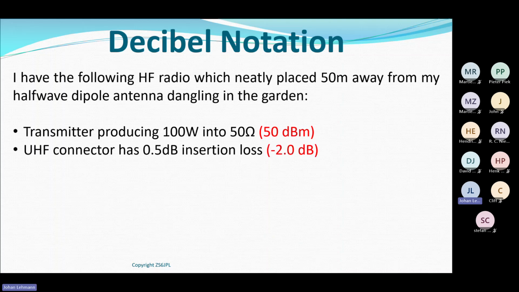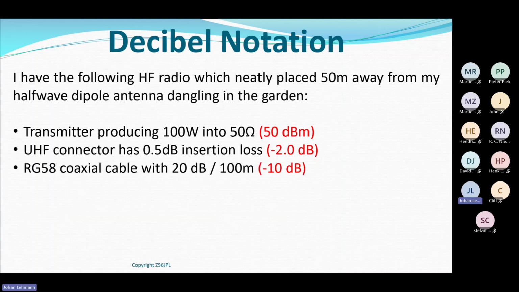I've bought really cheap Chinese UHF connectors at the flea market for 15 Rand a piece. They start melting when I take my soldering iron out the drawer. So they've got a loss of half a dB per connector, and I've got 4 connectors: one on the radio, one on the coax beginning, one on the coax end, and one at my antenna. So I'm losing 2 dBs of power because I'm using cheap Chinese insulation UHF connectors.